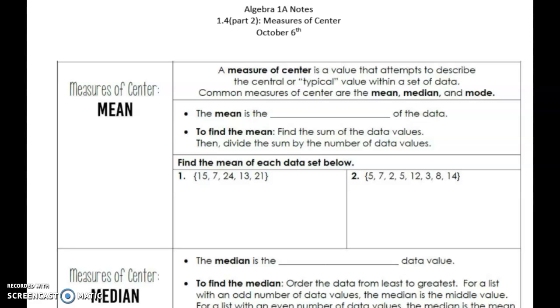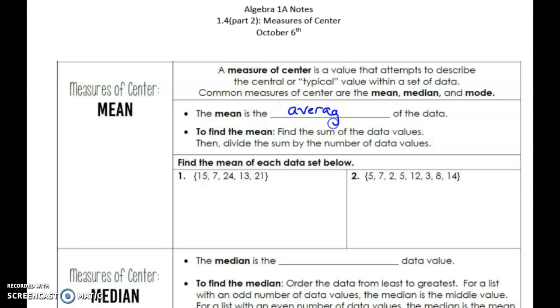Algebra 1A, 1.4, Part 2, Measures of Center. So there's three main ways that we can look at measures of center. This is a value that attempts to describe the central or typical value within a set of data. Common measures of center are mean, median, and mode. So we're going to first start with the mean. The mean is the average of the data.